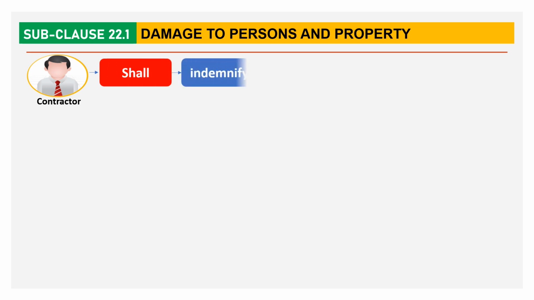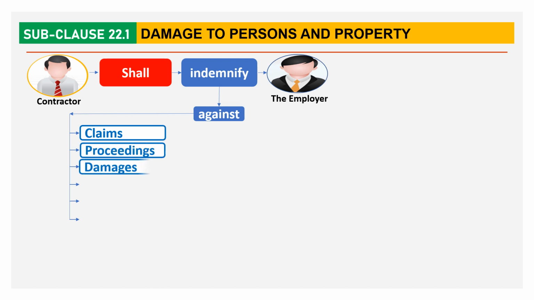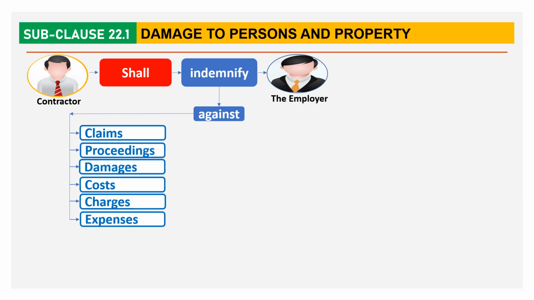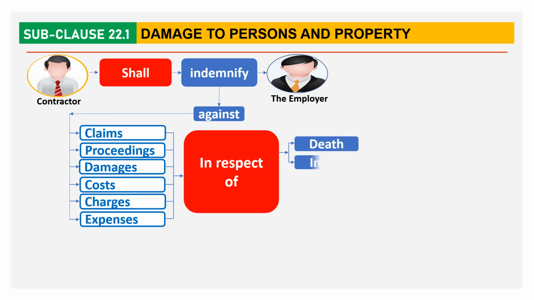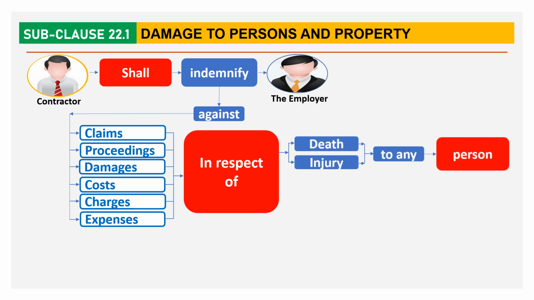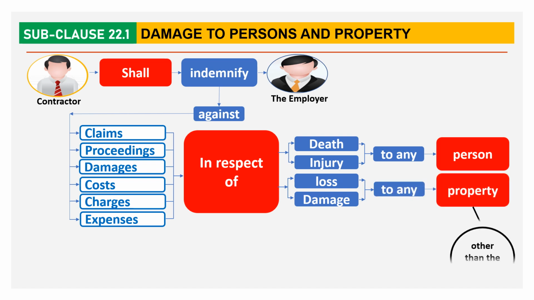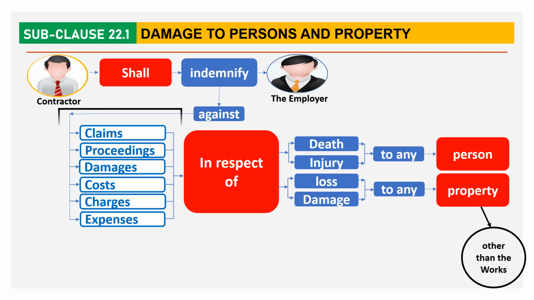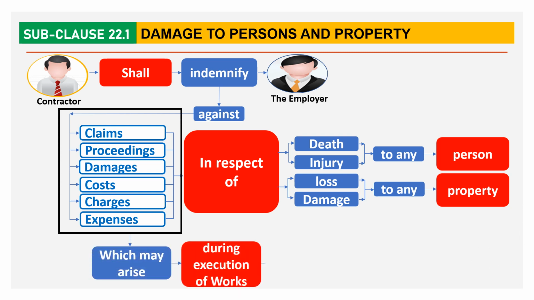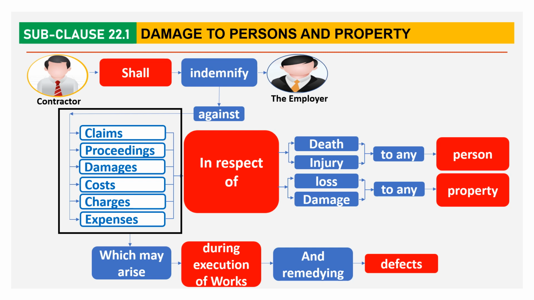Under this clause, the contractor shall indemnify the employer against claims, proceedings, damage, costs, charges, expenses in respect of death and injury to any person. Person means other than the workman. Secondly, loss, damage to any property. Property means other than the works. These claims, proceedings, damage, costs, charges, expense may arise during execution of works and remedying any defects.